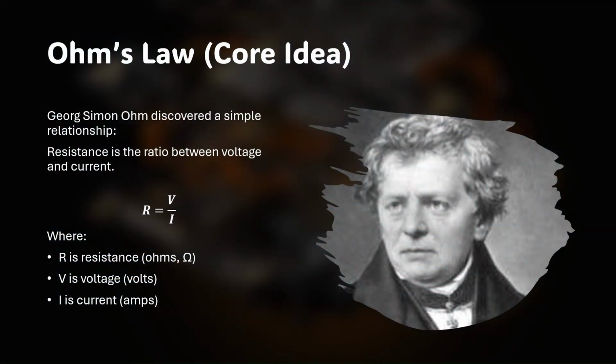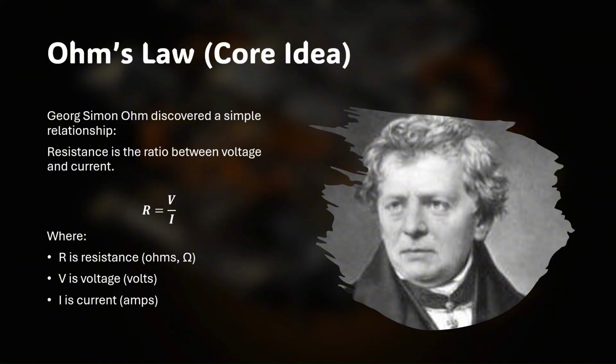Early scientists couldn't see electrons or atomic lattices, so instead of focusing on microscopic behavior, they studied what they could measure: voltage and current. Georg Simon Ohm discovered that for many materials, increasing the voltage caused a proportional increase in current. From this observation, resistance was defined as the ratio between voltage and current. This relationship is written as R equals V divided by I.